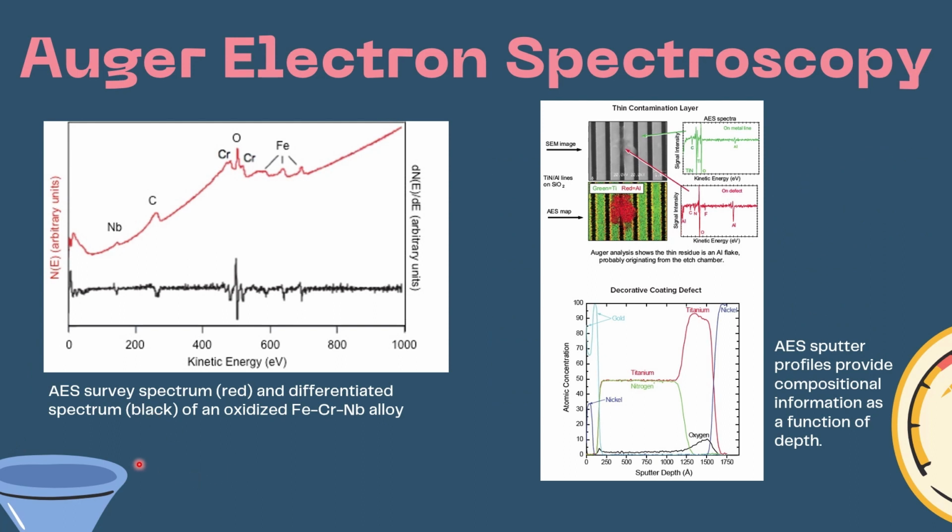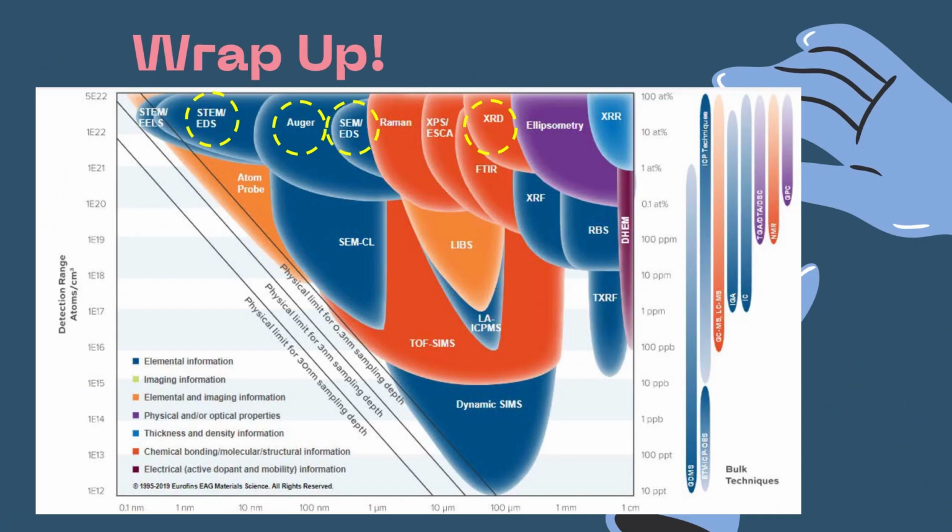These are some examples of AES spectrum wherein you can determine the elemental information of thin samples and elemental profiles as a function of depth. So those were some of the mineral characterization techniques.